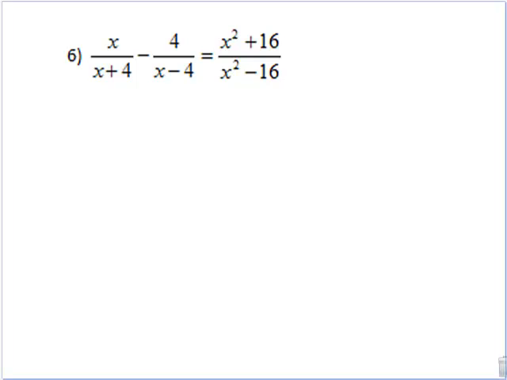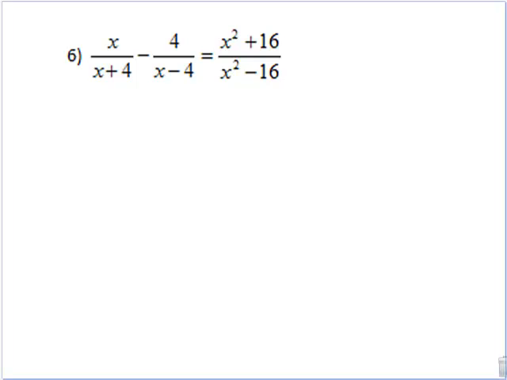x over x plus 4 minus 4 over x minus 4 is equal to x squared plus 16 over x squared minus 16. Do you have to make it all the same denominator? We wouldn't take the square root of both sides, because it would get very ugly. We want to get one fraction equaling one fraction here.